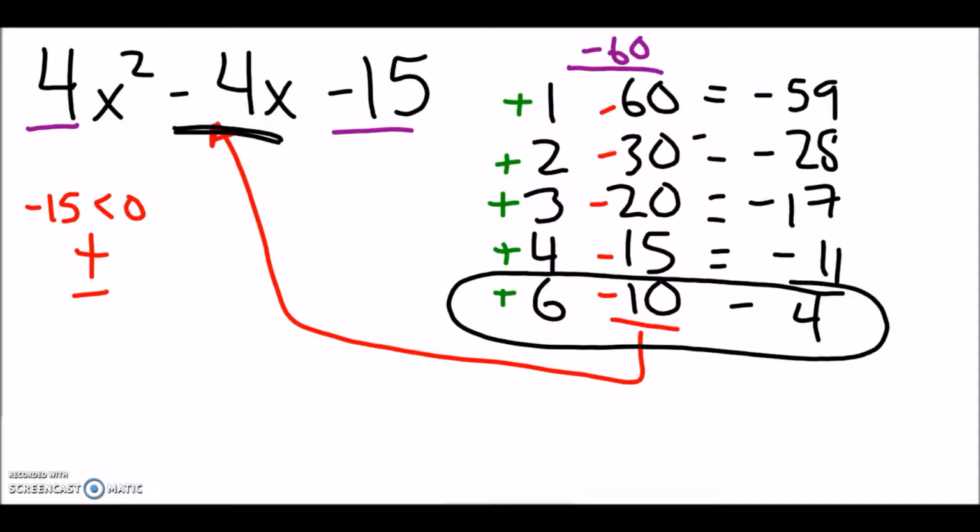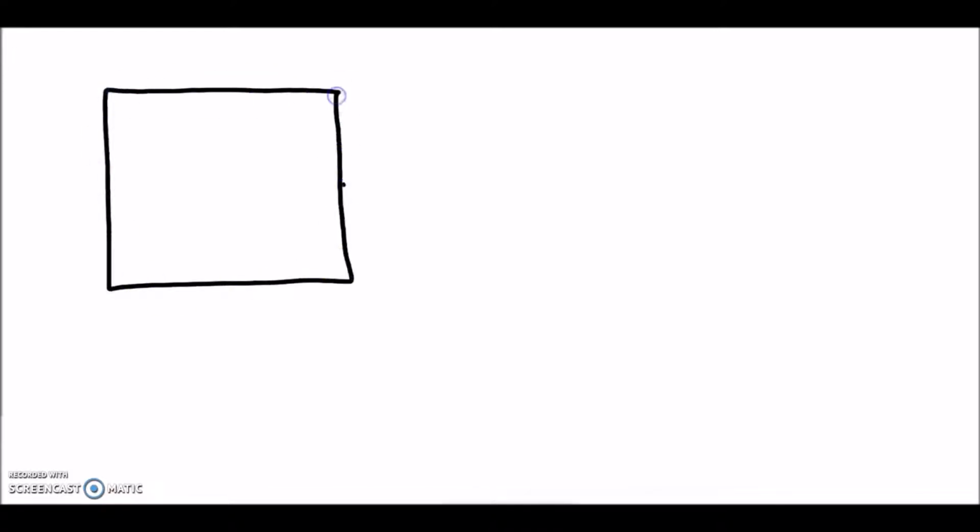Okay, but we are not done. We cannot just slap this 6 and 10 into our answer like we did before. So here's what we're going to do. I call it the window method. We're going to draw what I think looks like a window, and you generally draw a picture of a house. It looks like this.